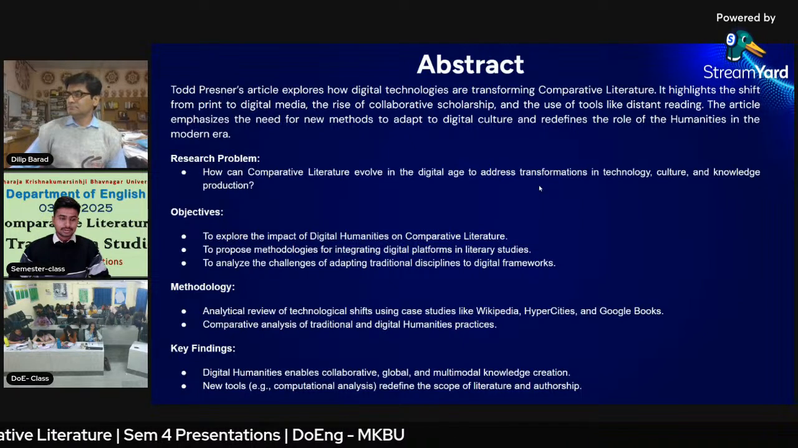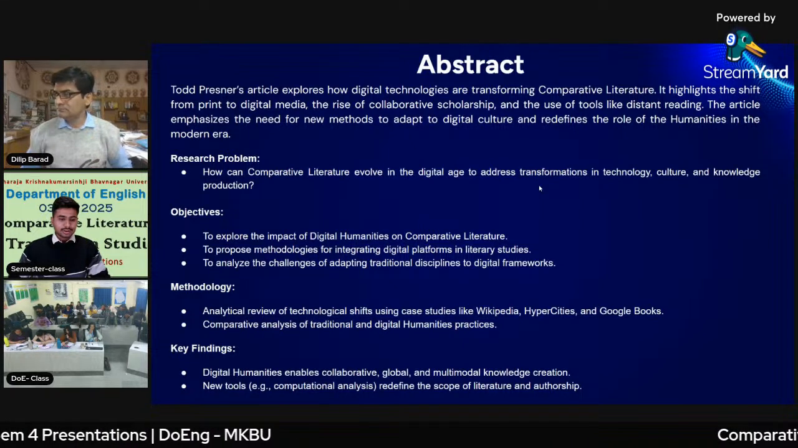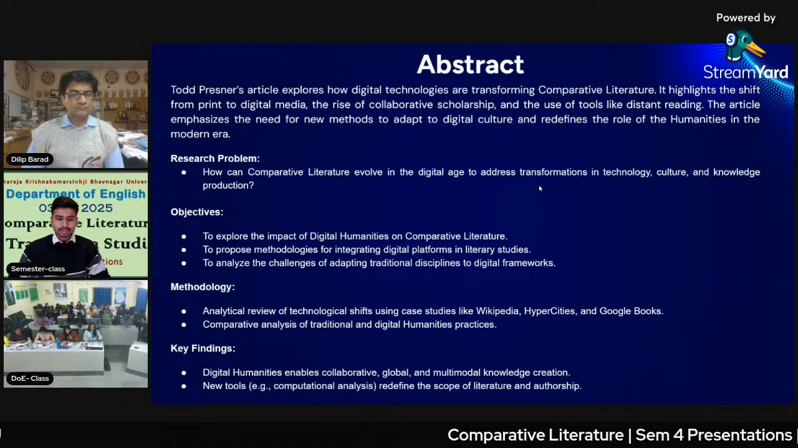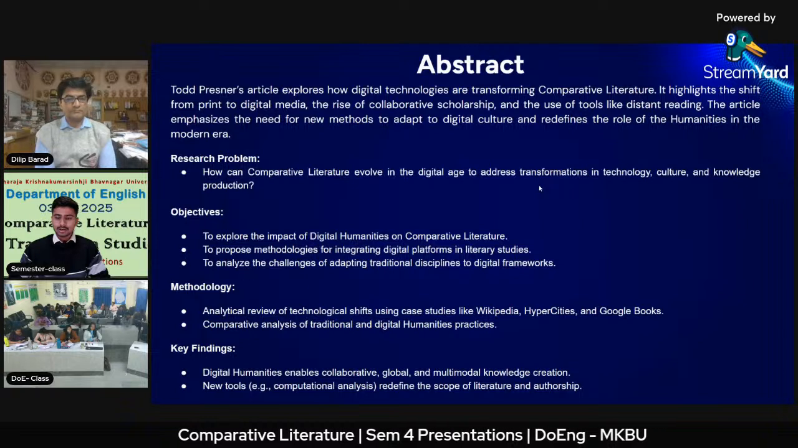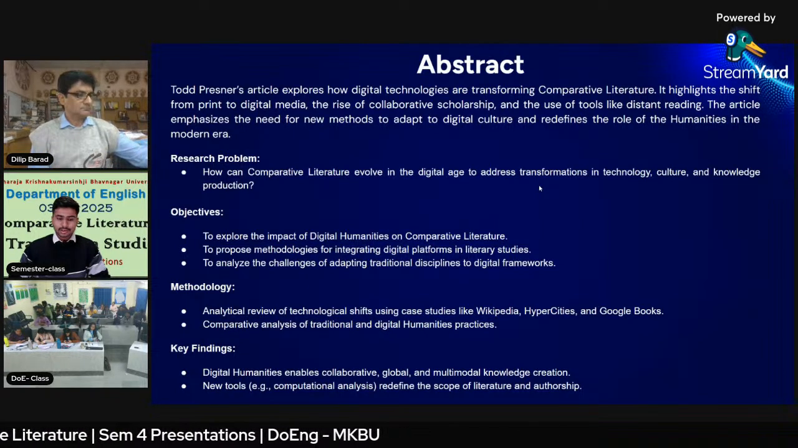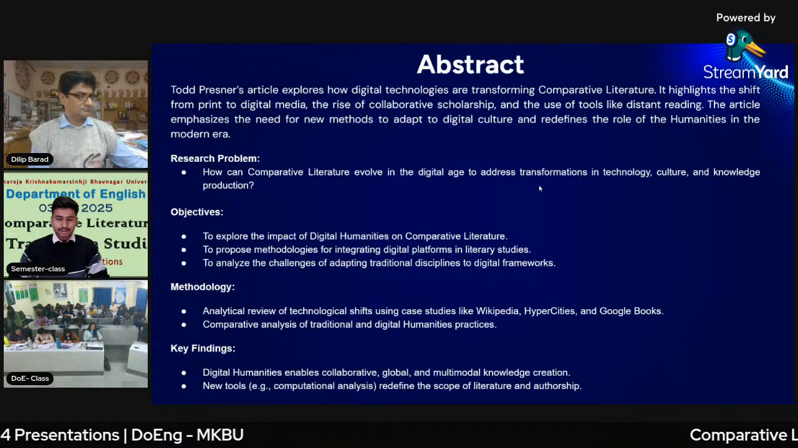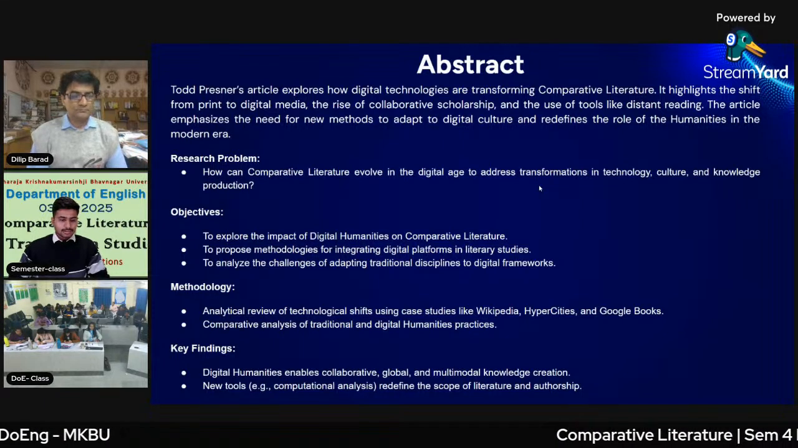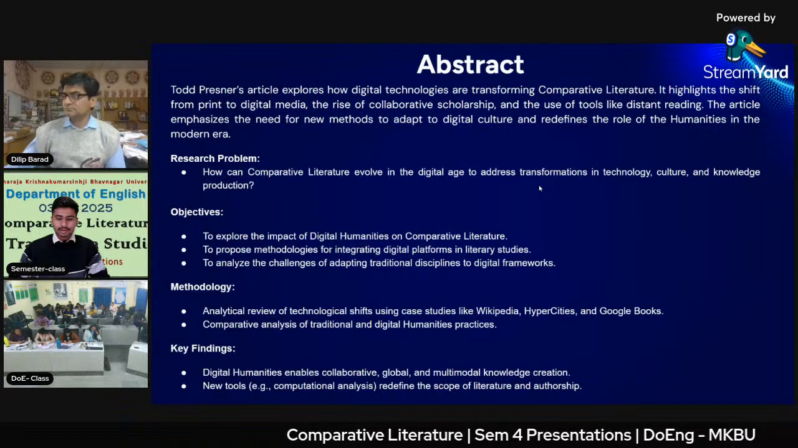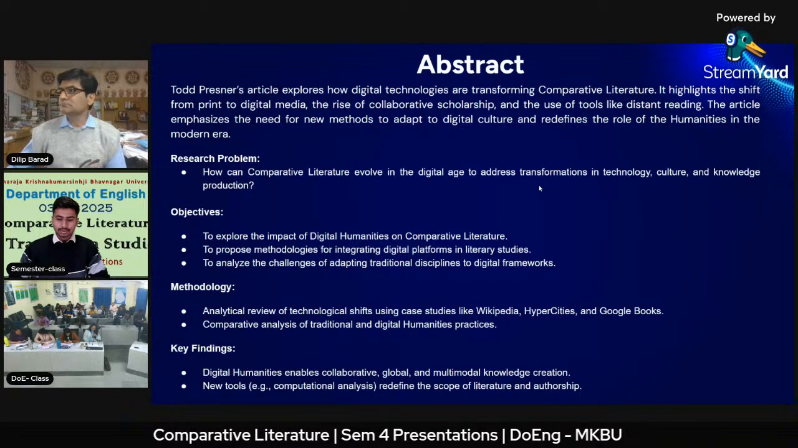digital frameworks. This article's methodology: analytical review of technological shift using case studies like Wikipedia, HyperCities, and Google Books, and comparative analysis of traditional and digital humanities practice. This article's key finding: digital humanities enables collaborative, global, and multimodal knowledge creation.